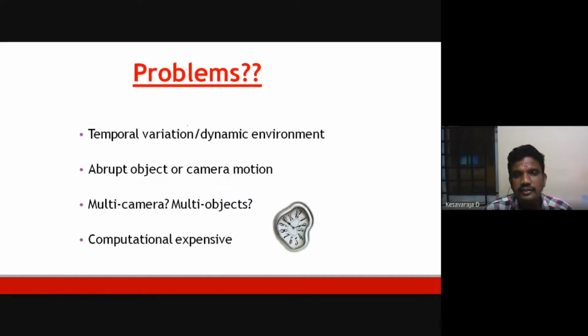Anyway, there are some problems in that domain. Temporal variation, dynamic environment change, abrupt object and camera motion, and multiple cameras, because everyone uses a different camera with different resolution. That's the issue. Then the computational complexity: for example, in your college, you are fixing something around 1000 CCTV cameras. In that situation, how do you process the information from those 1000 CCTV cameras?